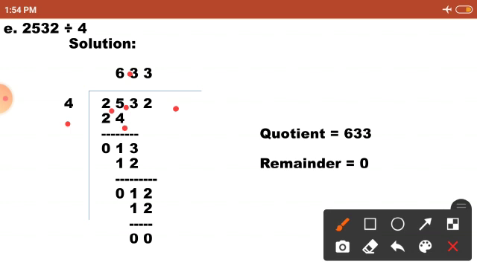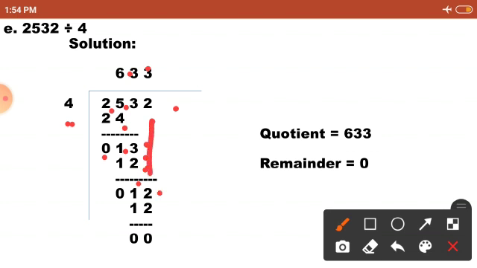That means 25 and 24. 5 minus 4 you will get what? 1 and 2 minus 2 you will get what? 0. Take the next number, that is what? 3. Now this number will become what? 13. Now again divide this number. 4 3s are what? 12. Subtract these two numbers. 3 minus 2 you will get 1 and 1 minus 1 you will get what? 0.